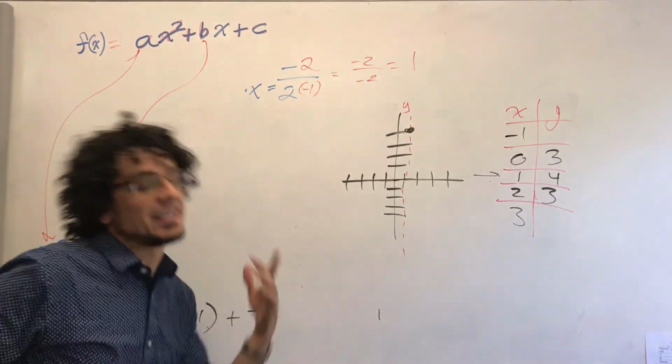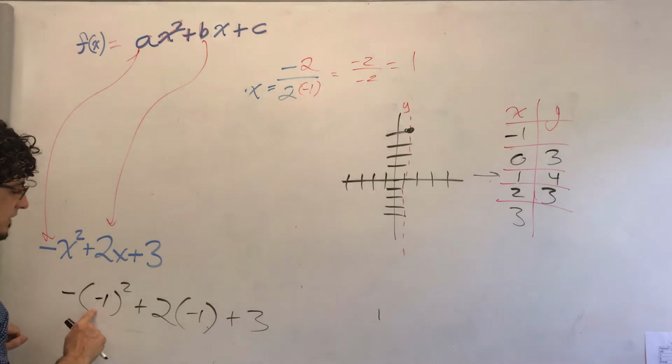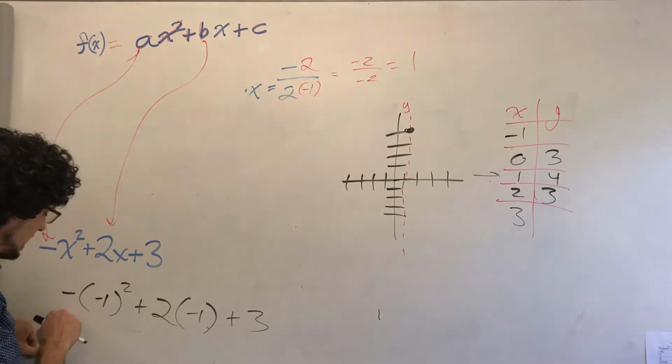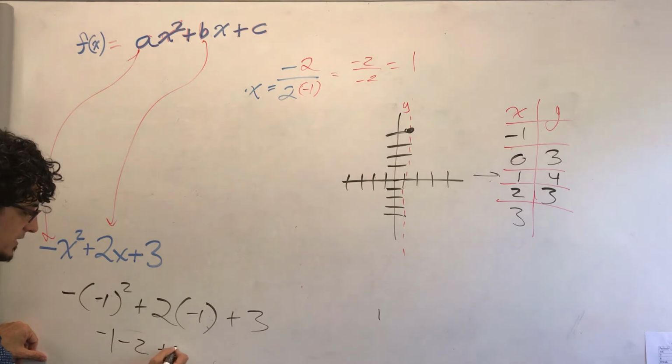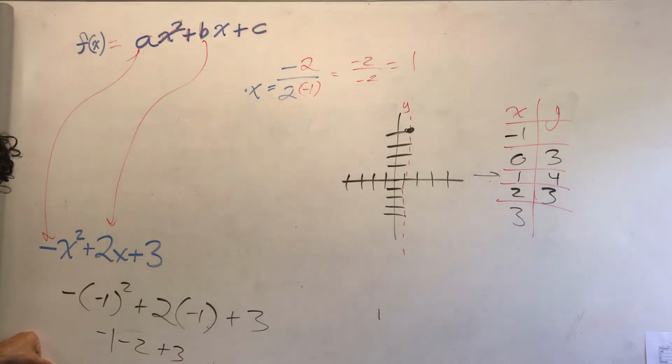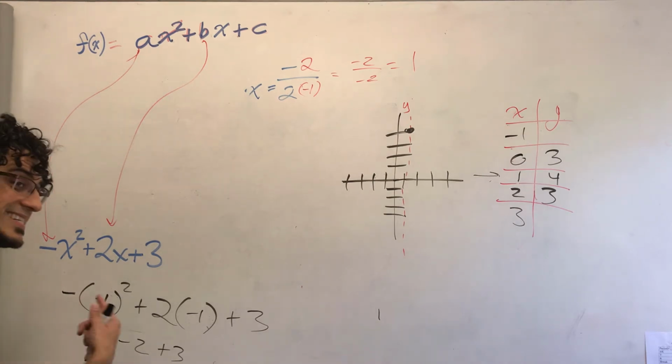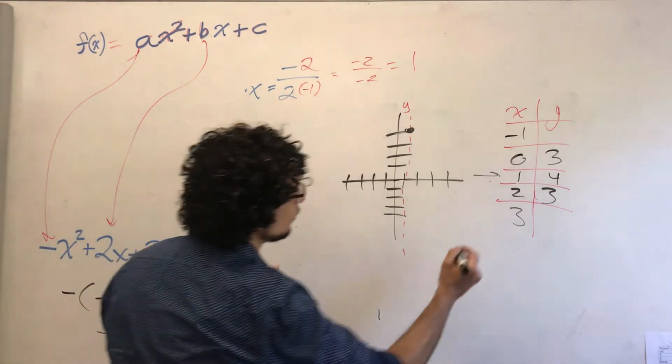Okay, so thanks for unpausing it, and here we go. So I'm going to plug in the negative 1. Negative 1 squared is positive 1, but then I have a negative waiting for it on the outside, so it's negative 1 again. And then I have minus 2 plus 3, okay? And so then I end up with negative 1 minus 2 is negative 3 plus 3 is 0, okay?